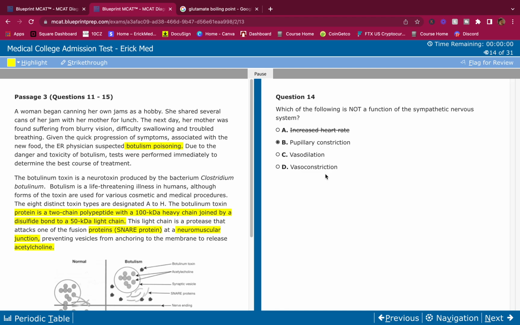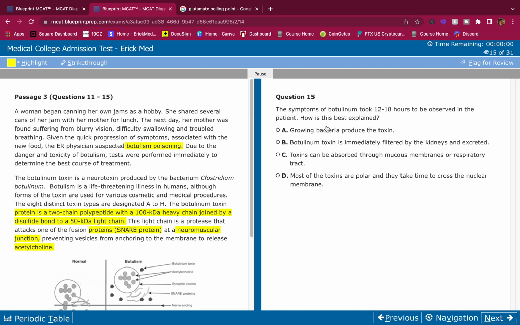Yeah. Answer is B. I don't like this question at all, but the answer is B. That's the better answer choice. I think it's a little unfair, but whatever. The symptoms of botulinum, I keep butchering that, took 12 to 18 hours to be observed in the patient. How is this best explained?